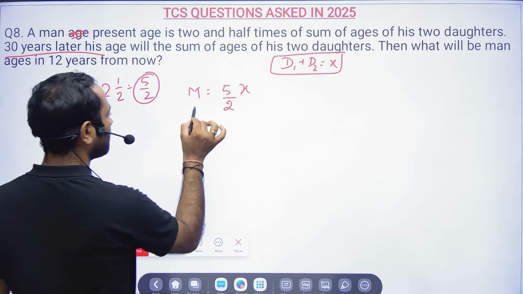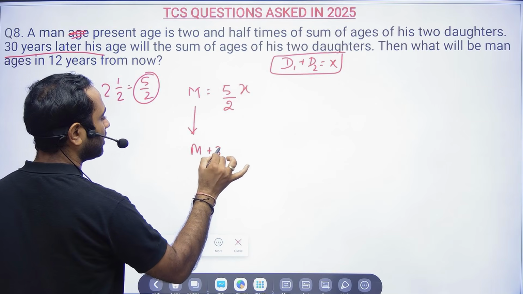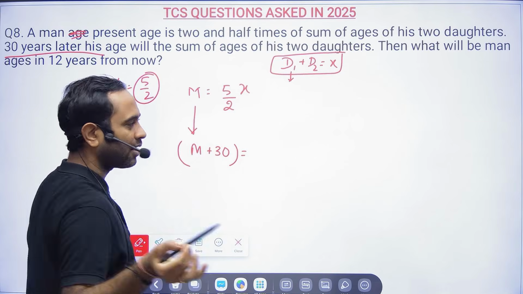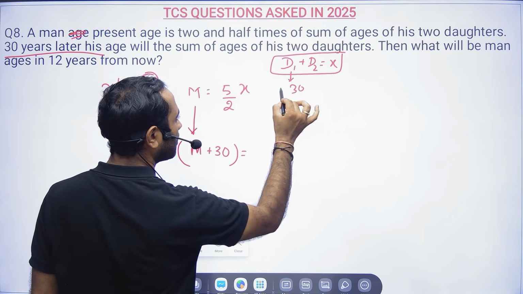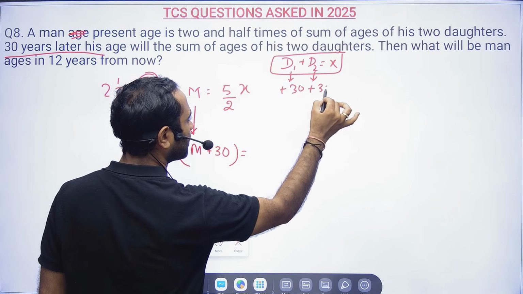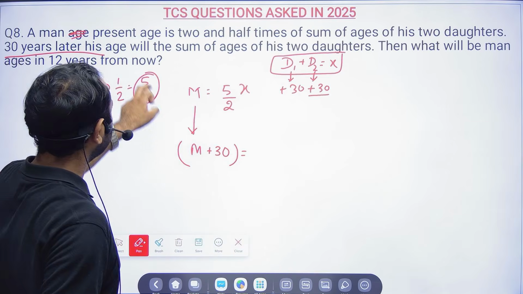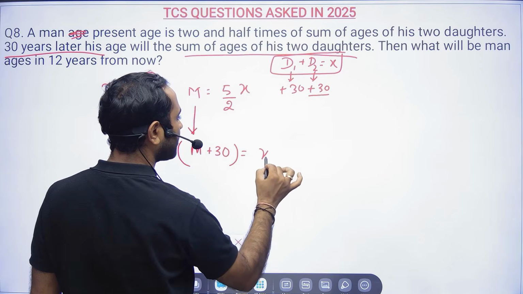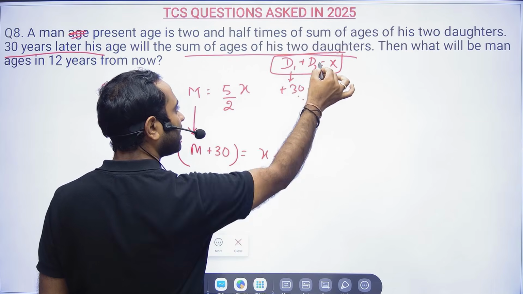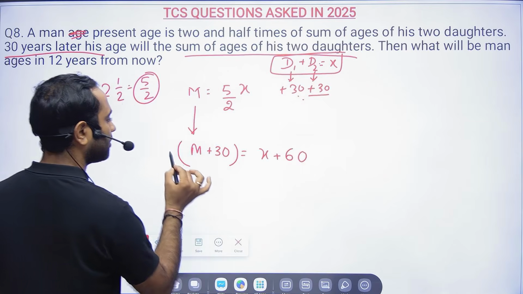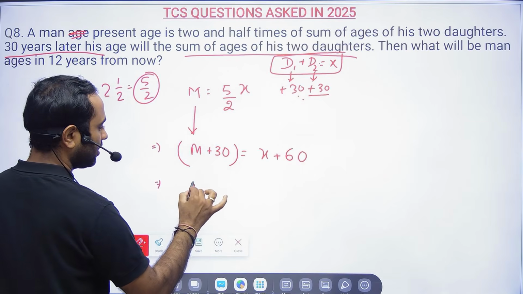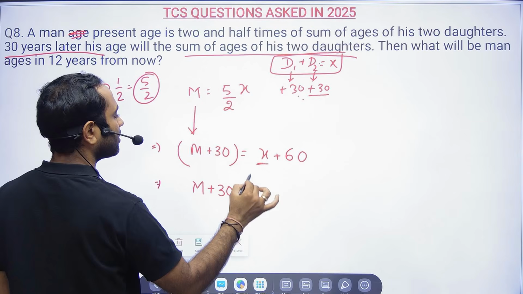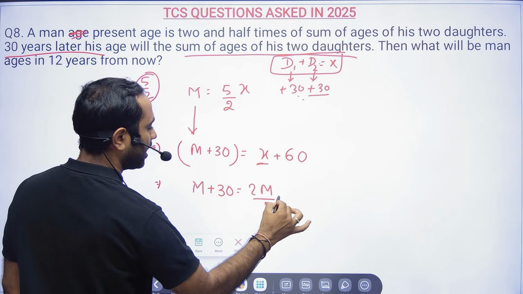Now 30 years later means the man's age will increase by 30. Then what will happen to the daughters' ages? Their ages also will increase by 30. So plus 30, and this is also plus 30. Correct? Okay. So 30 years later, the man's age will be the sum of ages of his two daughters. That means X plus 30, first daughter's age will increase, and second daughter's age will also increase by 30. So X plus 60. So M plus 30 will be equal to X plus 60. What is X? So 2M by 5 plus 60.